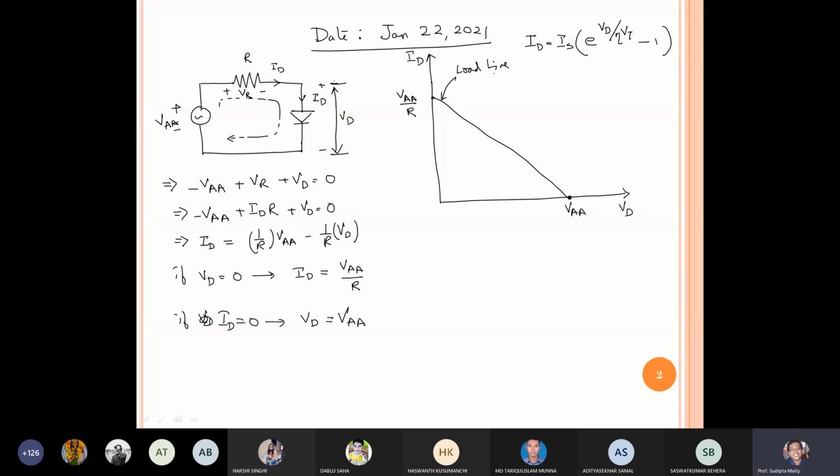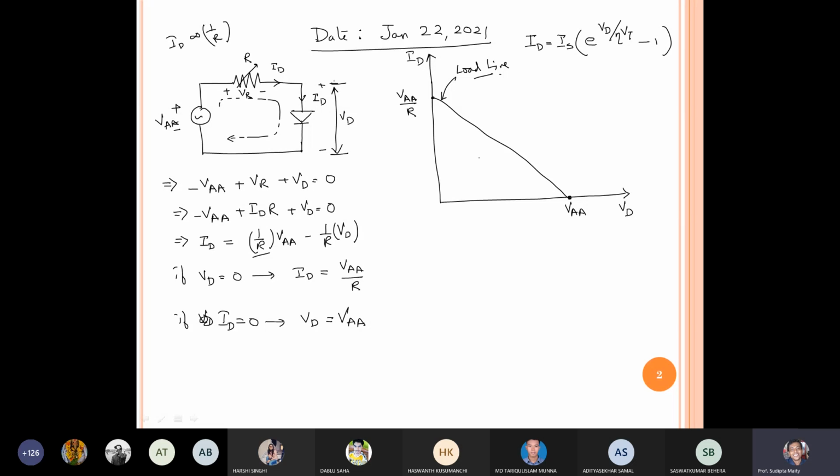Why is it called load line? The governing current equation depends on the variable resistance R, because ID is proportional to 1 by R factor. So that's why it is a variation with respect to load resistance. That's why it is called a load line.